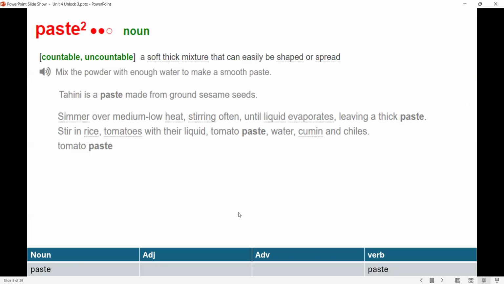Paste. Paste is a soft, thick mixture that can easily be shaped or spread. Example, simmer over medium-low heat, stirring often until liquid evaporates, leaving a thick paste.